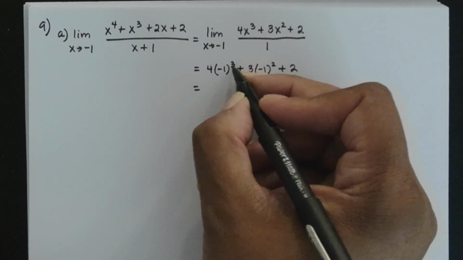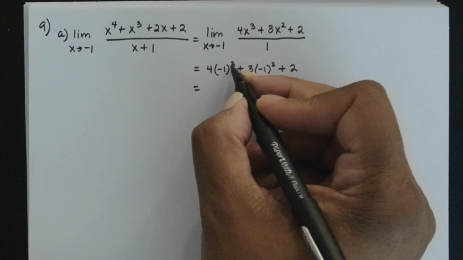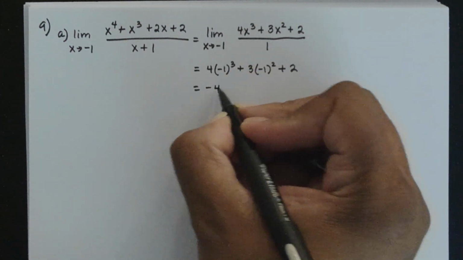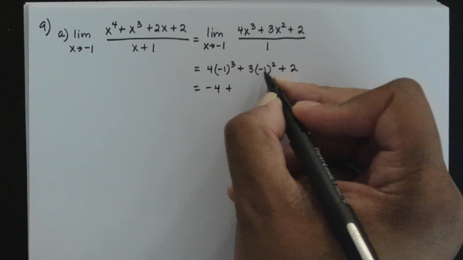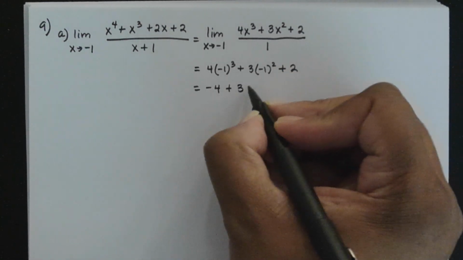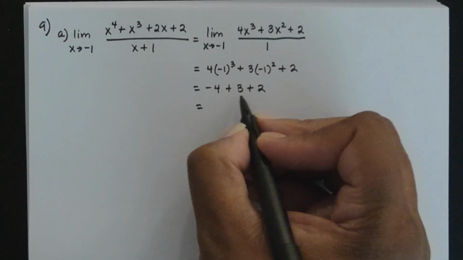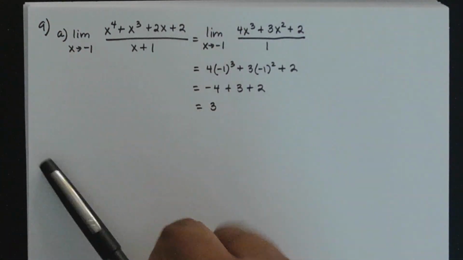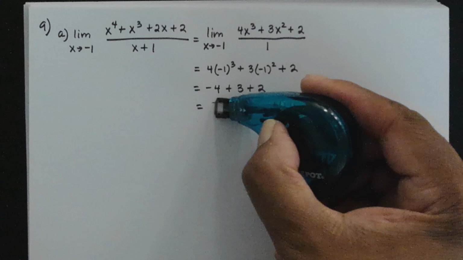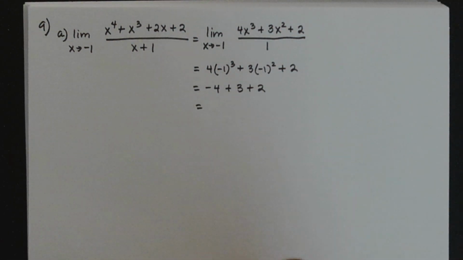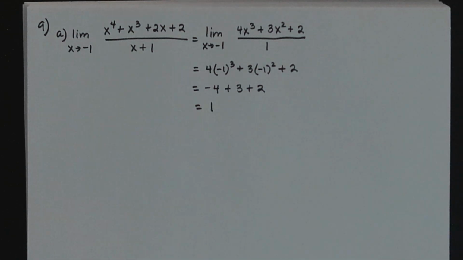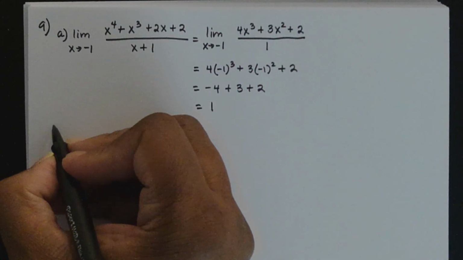Well, I'm cubing. A negative to an odd power would be negative, so -1 cubed would be -1 times the 4 would be -4. A negative squared is going to be positive, so -1 squared would be 1 times 3 would be 3. And if I do -4 plus 3, that's -1 plus 2 is 1. So the limit as x approaches -1 of x to the fourth plus x cubed plus 2x squared plus 2 divided by x plus 1 using L'Hopital's rule will be 1. Questions on part A?